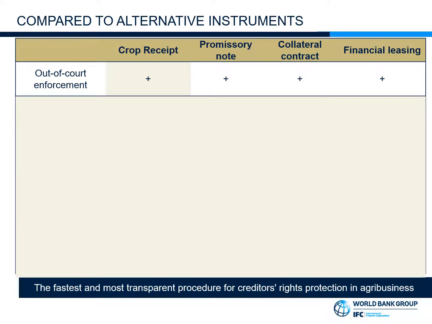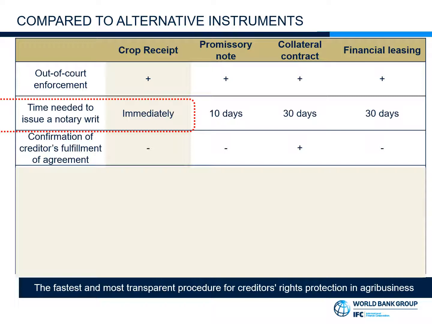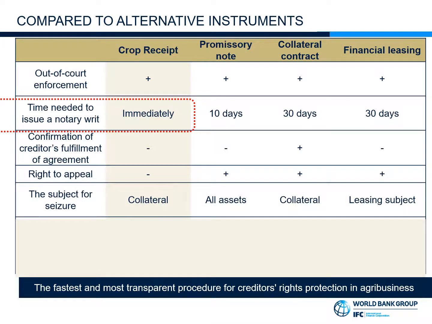Crop receipts combine features of the most popular financing instruments in agriculture, like promissory notes, collateral agreement, and financial lease. All these also provide out-of-court enforcement. However, the procedure for crop receipt is more advanced. Thus, crop receipts allow issuing the notarial writ already on the next day after the due date if the obligations are not fulfilled. Unlike the collateral agreement, the creditor does not have to confirm fulfillment of his obligations. Unlike all the other mentioned instruments, the farmer has no right to appeal the liability.